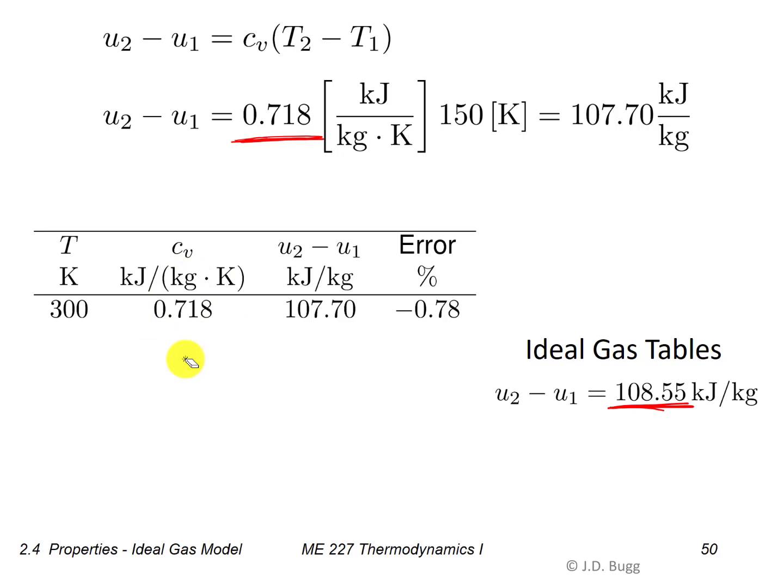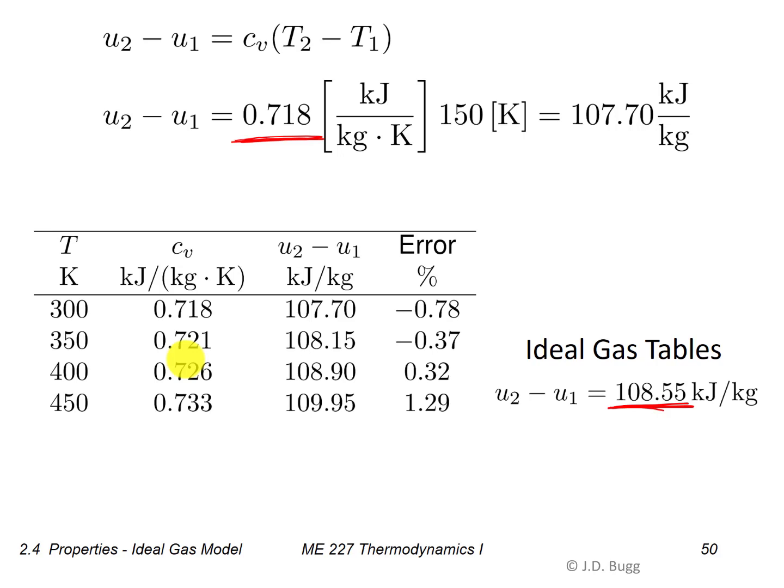Now, of course, we could have chosen a value of CV from any of those temperatures along the way, and this just shows what would have happened if we did that. So we would go from being about 0.78% low if we chose the beginning value of CV to about 1.29% high if we chose the ending value of CV. So really all of these are quite good.